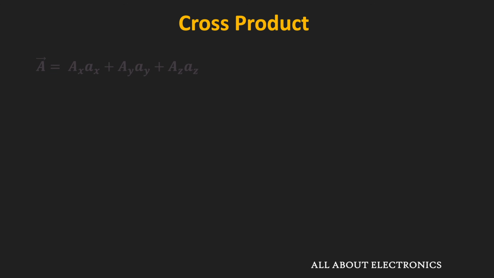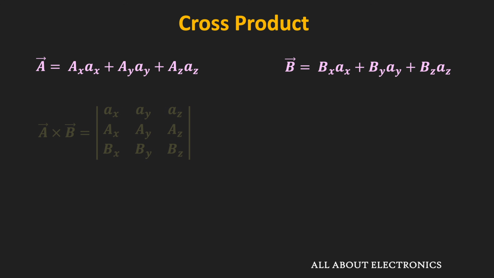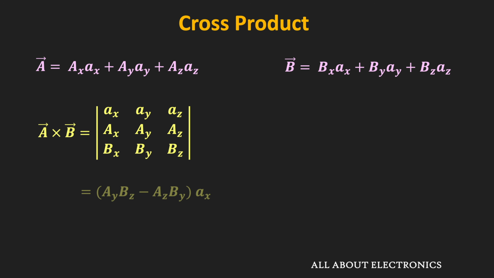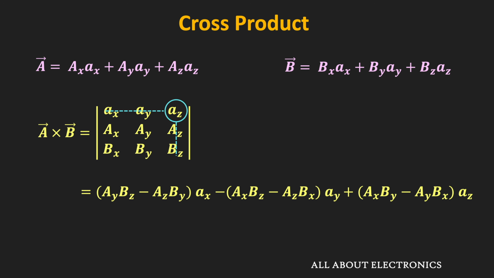If you have the two vectors A and B, then their cross product can be given by this determinant. If we solve this determinant, this will be the first term. It can be found by cross multiplying these two terms, that is AYBZ minus AZBY. Likewise, the second term will be equal to minus AY times AXBZ minus AZBX. Once again, it can be found by cross multiplying these two terms. And likewise, this third term is equal to AZ times AXBY minus AYBX.